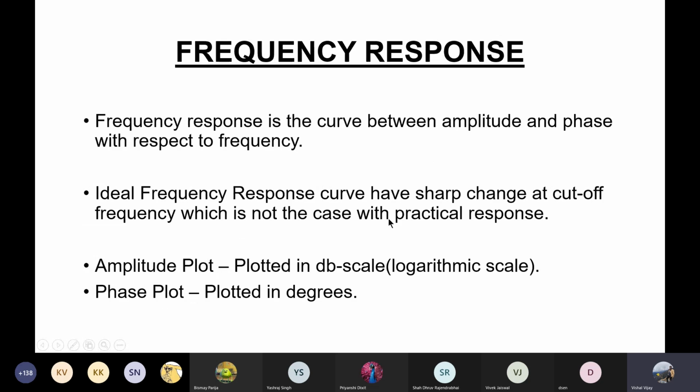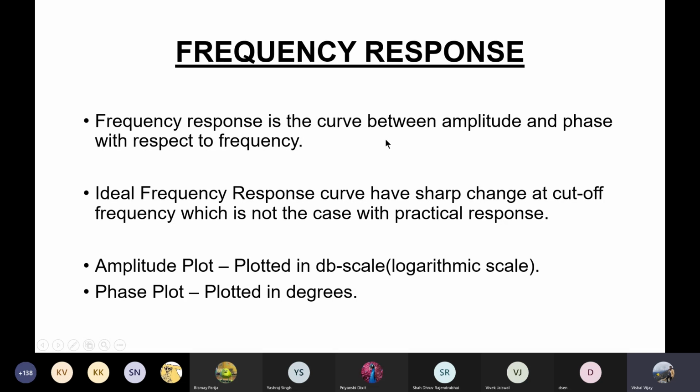All right. So frequency response is the curve of amplitude and phase. The amplitude curve is different and the phase curve is different, and we plot both curves with respect to frequency. We vary the frequency and we see how the amplitude and the phase of the circuit change with respect to frequency.